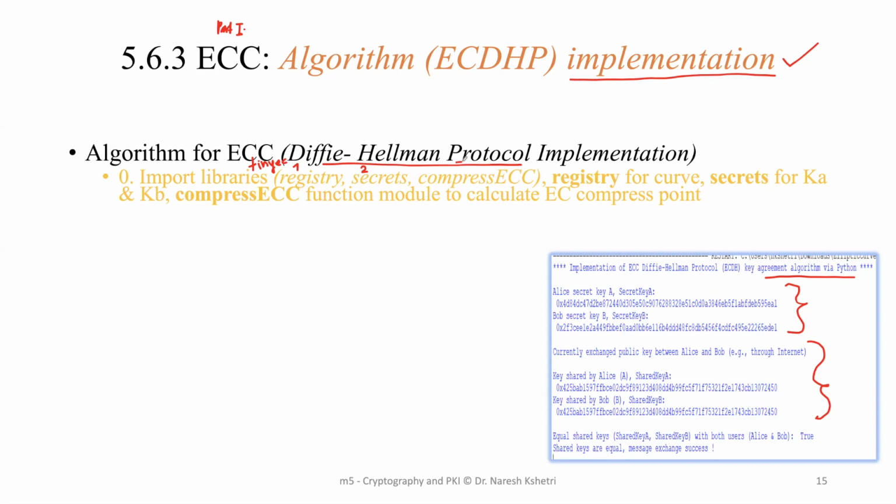And the third one is our compress ECC, which is a separate function module to calculate the elliptic curve's compressed point. We define a function compress ECC, and we compute the values x1 and y1 using the hex function, which is used to convert an integer into hexadecimal. We compute the public key, x and y, using the hex function, and we return the value by adding those x1 and y1 values, retrieving the slice from the index. The registry is for the curve, secrets for ka and kb, and the ECC function module to compute the ECC compressed point.